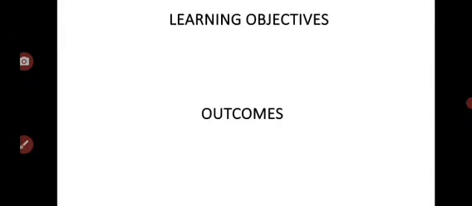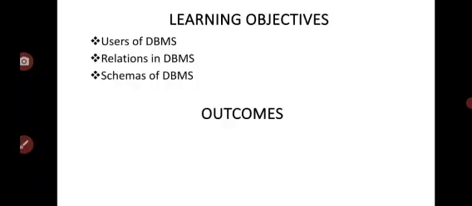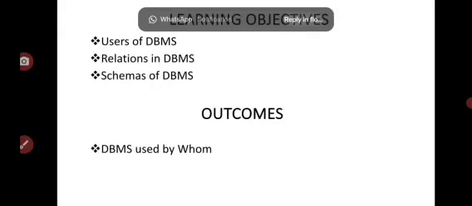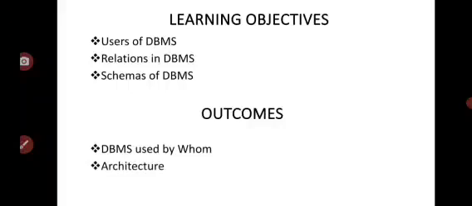Learning objectives of this session: users of DBMS. Several types of users are associated with the DBMS that we are going to learn in this session. Along with that, relations in DBMS and schemas of DBMS. Outcomes: DBMS used by whom? So those who are the people who are using the DBMS, that we are going to learn in this particular session.